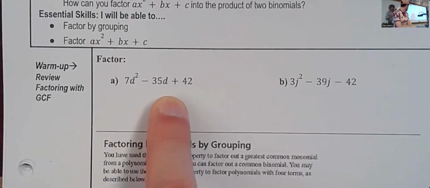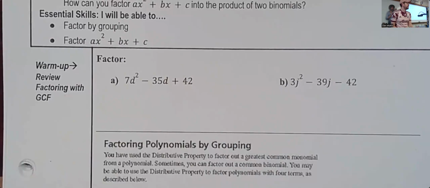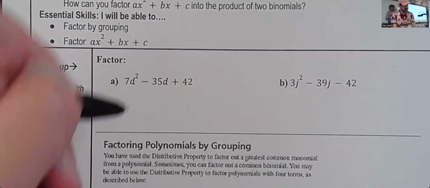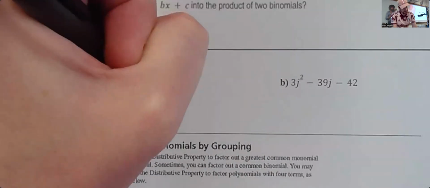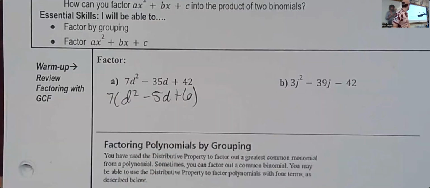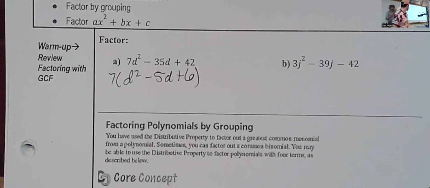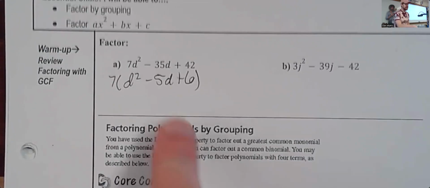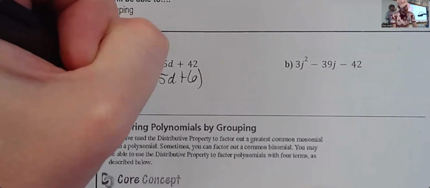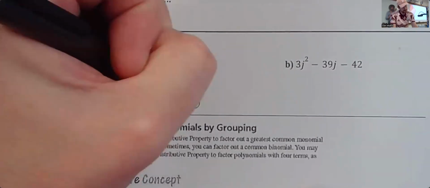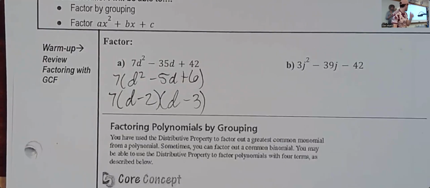So what is a common factor with all three of those? 7. All right, so factor out a 7. That'll be d squared minus 5d plus 6. So we're going to have two numbers that will multiply to a positive 6 and add to a negative 5. This is the one that I messed up on the assignment. So that would be -2 and -3. So d minus 2 times d minus 3. And that'll be our answer for that one right there.